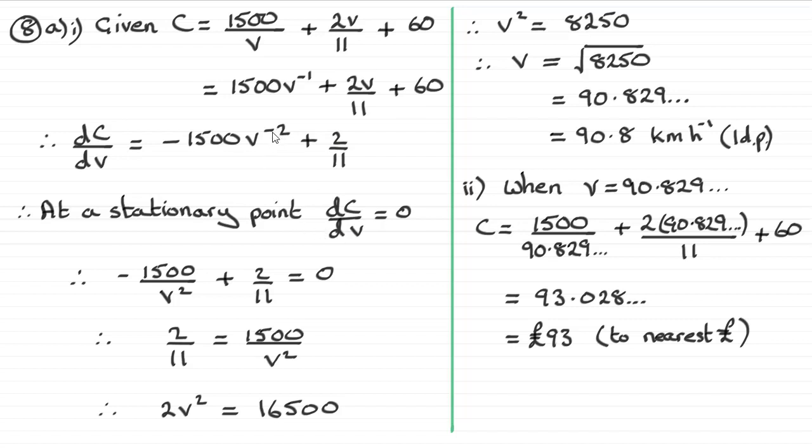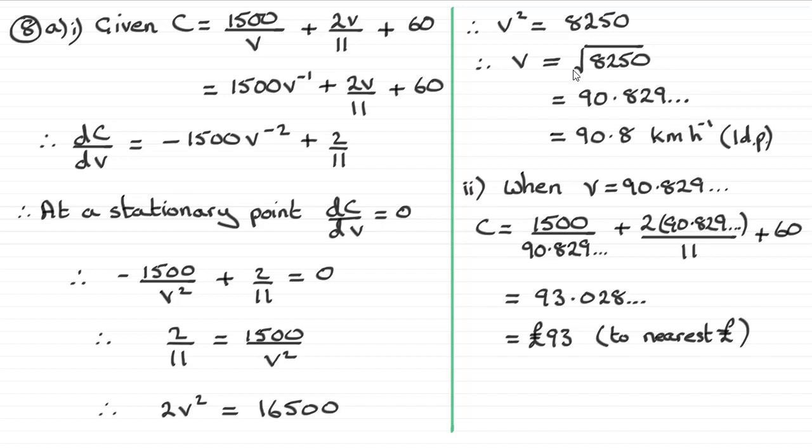You'll notice I've rewritten the v to the minus 2 as 1 over that v squared. Okay, so you end up with minus 1500 over v squared. And then subtract, I should say add 1500 v squared to both sides, and you end up with this equation. Multiply both sides by 11v squared, and you get this. And then dividing by 2 to both sides, v squared equals 8250.